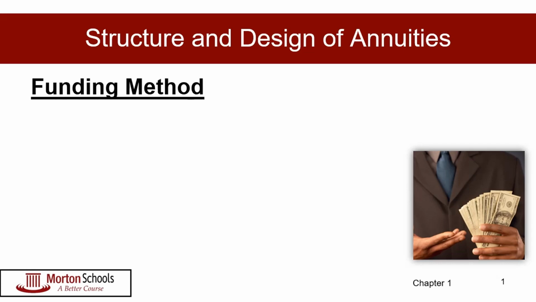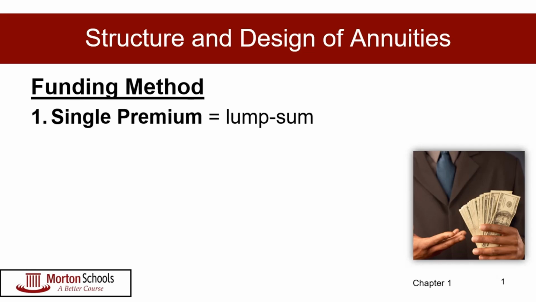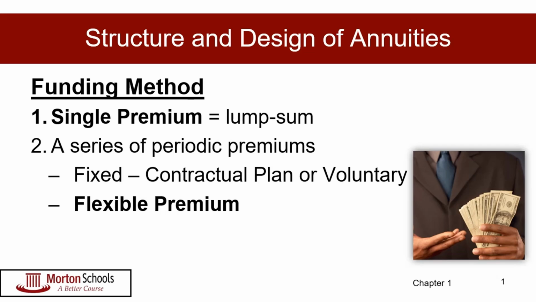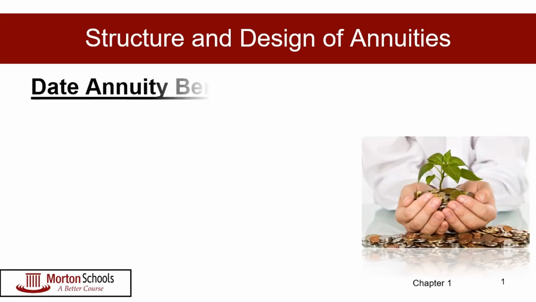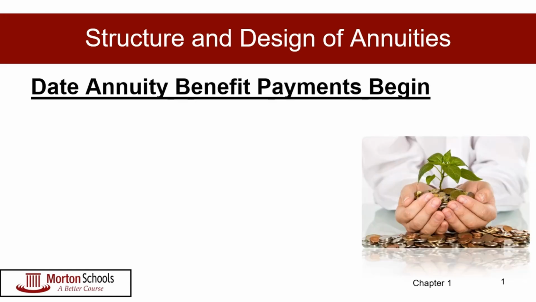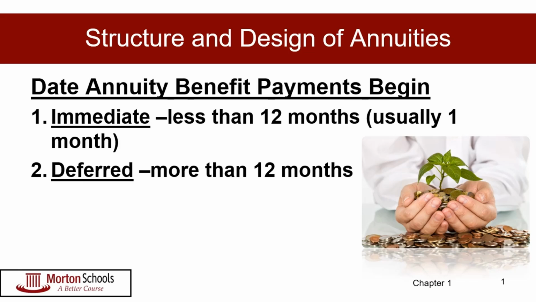The first characteristic is how does the money go into the annuity. The name of the annuity will be either single premium or flexible premium. Funding methods for annuities include single premium, which is a lump sum, or a series of periodic premiums, which can be fixed or flexible. The second characteristic is when does the money start coming out of the annuity. Annuity benefit payments can begin immediately, within less than 12 months, or be deferred starting after more than 12 months.